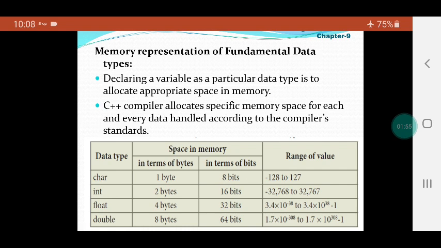Its range is from 3.4 into 10 to the power -38 to 3.4 into 10 to the power 38 minus 1. And next, the double data type has a memory representation of 8 bytes, that is 64 bits. Its range is from 1.7 into 10 to the power -308 to 1.7 into 10 to the power 308 minus 1. So these are the memory representations for the fundamental data types.